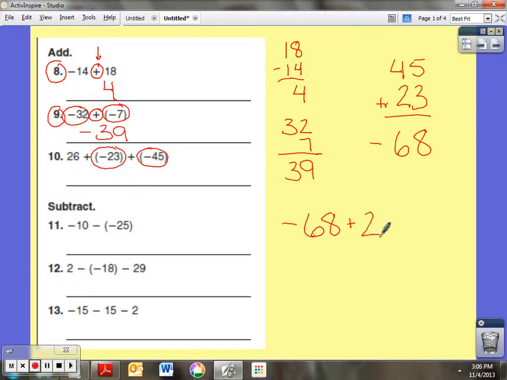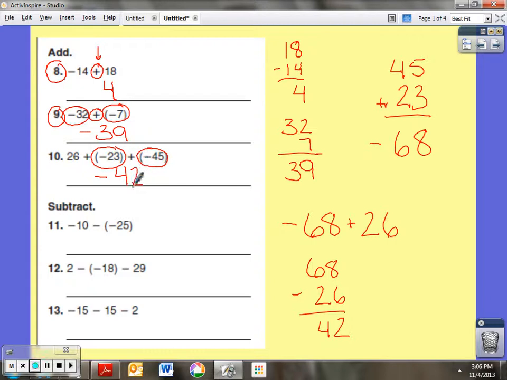plus 26. Now, signs are different. Find the difference. Difference means to subtract. So I just subtract 68 minus 26. I get 42. Now, which one has a greater absolute value? It's the negative 68, so that means it's a negative 42.